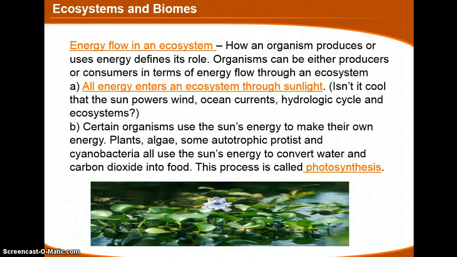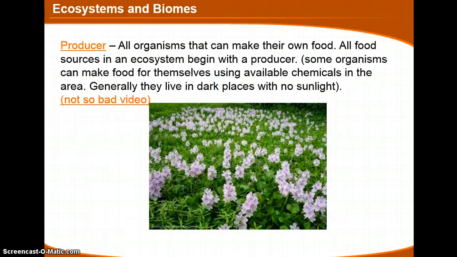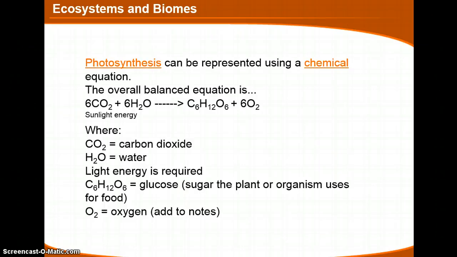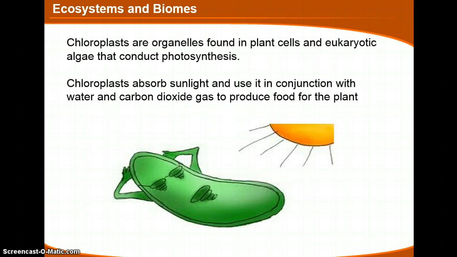Then we talked about energy flow in an ecosystem, and we said that all energy enters an ecosystem through sunlight, and that it affects producers. Producers use photosynthesis. So here the producers are using sunlight to make their own food. Their food is called glucose, and they release oxygen when they do this. In photosynthesis, the plant takes in carbon dioxide and water. It releases glucose and oxygen. That's the oxygen that we breathe. Chloroplasts hold the chlorophyll where this takes place.